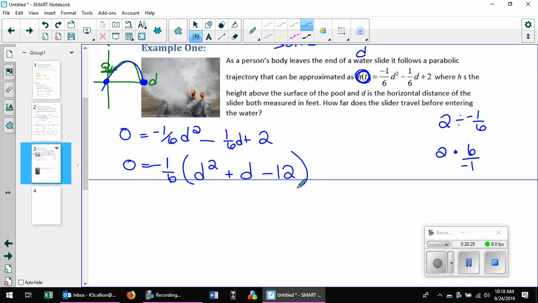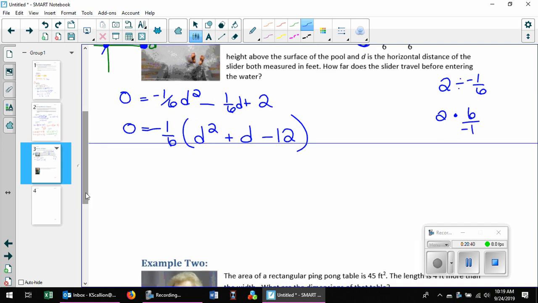Because if I had taken that negative 1/6 and times it by 2, I would have gotten negative 1/3. And I have no desire to try to factor things with fractions. Okay? So what are the factors of negative 12 that add up to a positive 1?